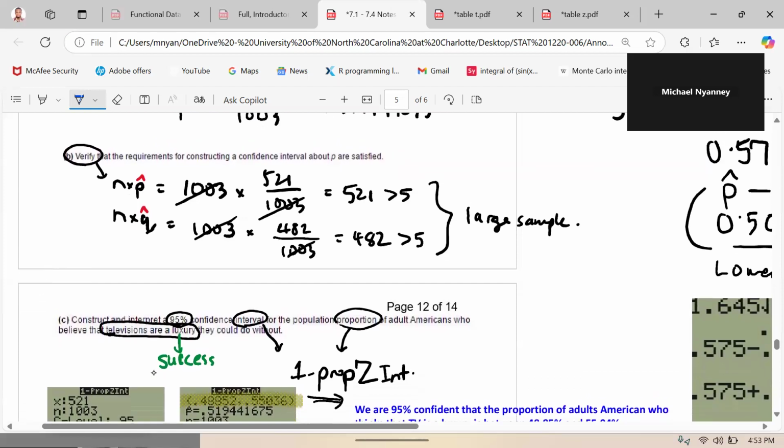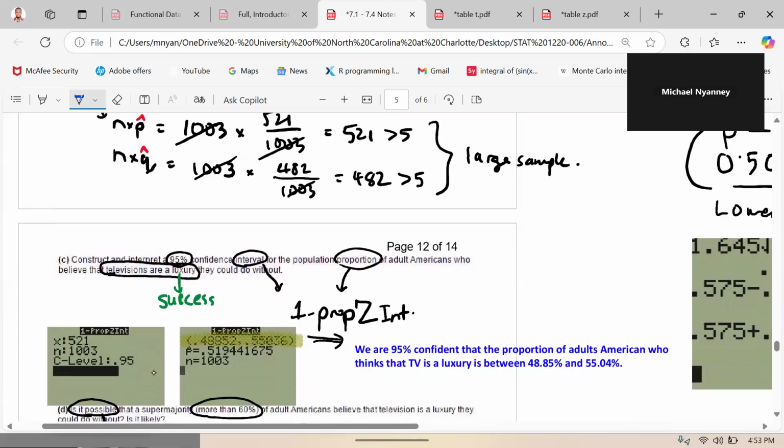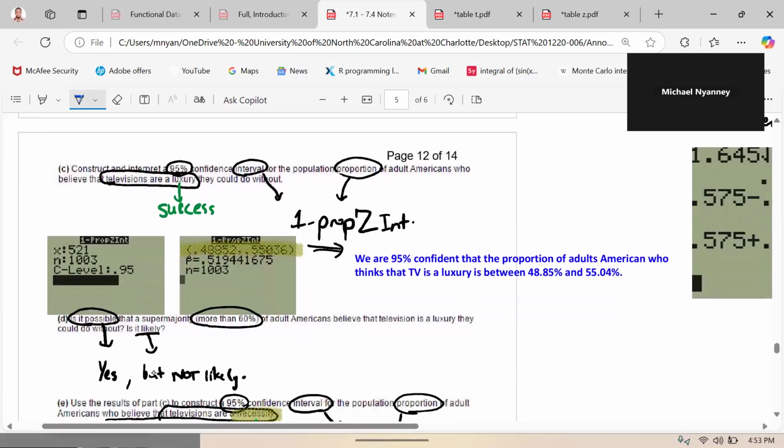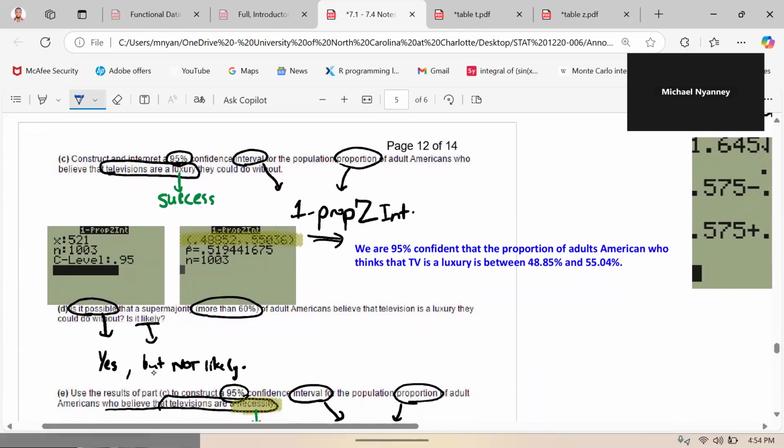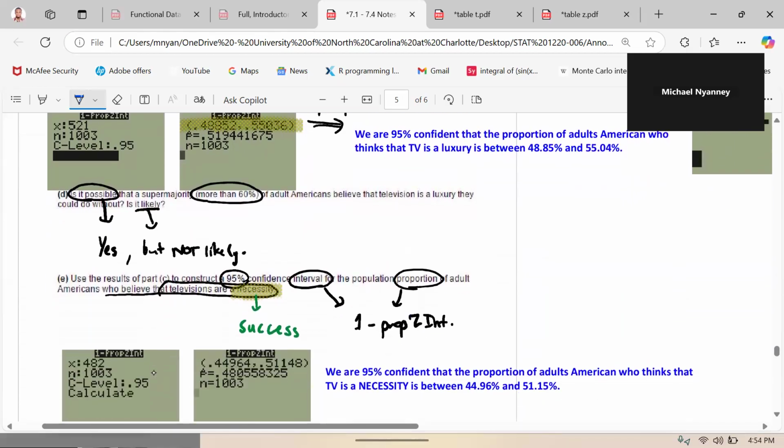So you have to verify the requirement for constructing the interval for p. So you have to check whether n is large. That is that. Then you do your confidence interval bit. Okay, so we are focused on large. That was success. So what is the x? X for large is 521, and N is that, and 95 is that. Yeah, good.